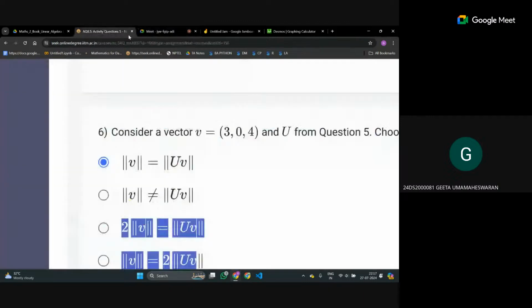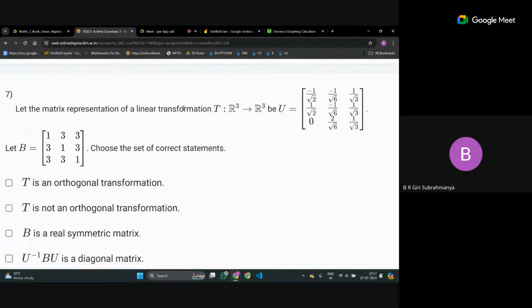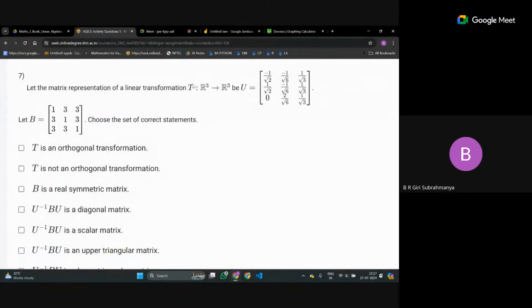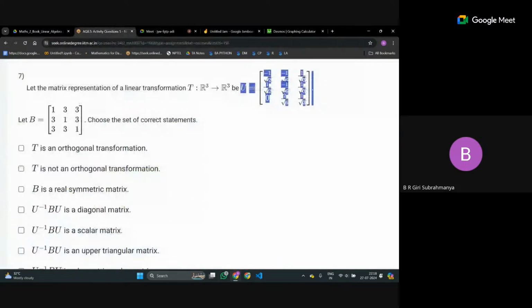Fine. And for the last one, find the matrix representation. The matrix representation of T is U, and there's a matrix B. Now what you have to do is, first you have to see if T is an orthogonal transformation. They have given the matrix and they have given that U is the matrix representation. Again, they have not given what the basis is, so you can take the standard ordered basis.